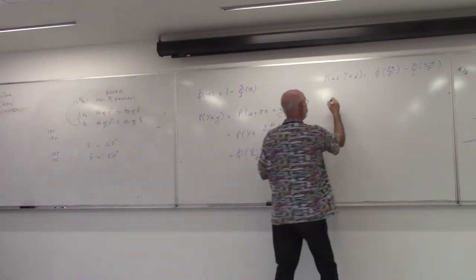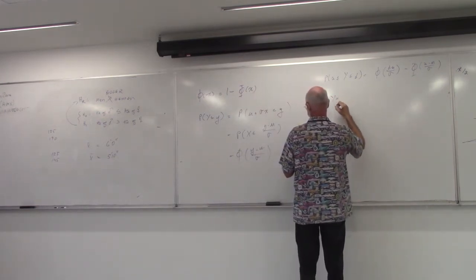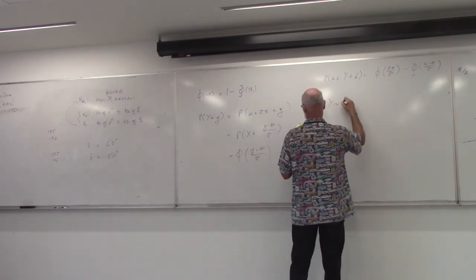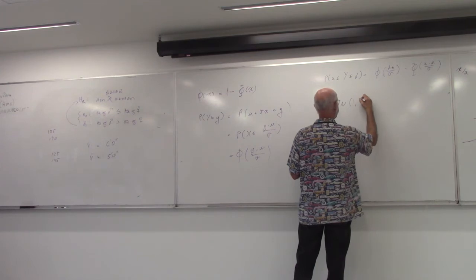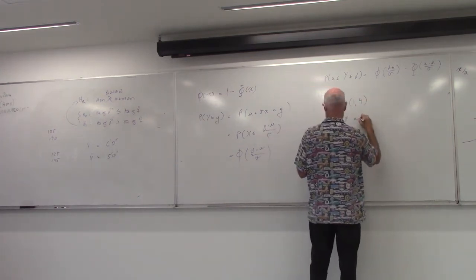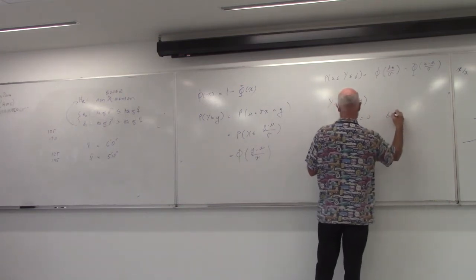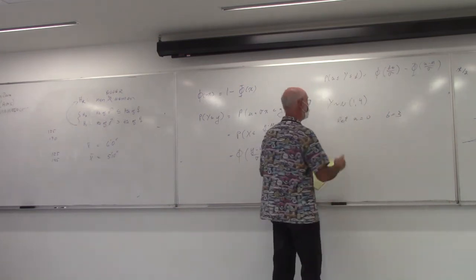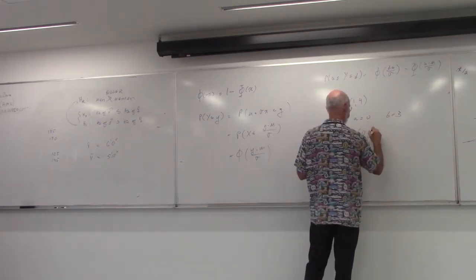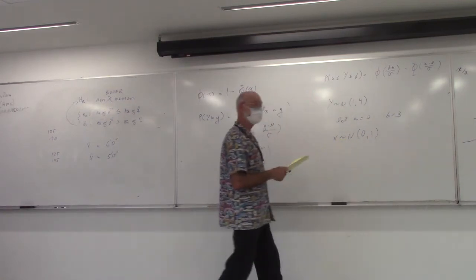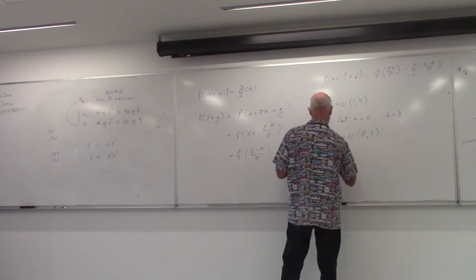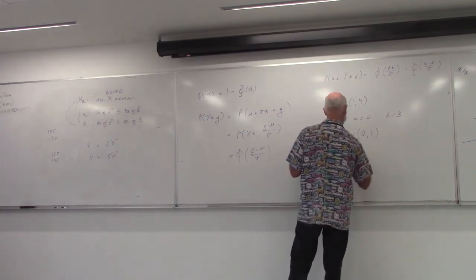Let's do an example. Let's say Y is normally distributed with mean 1 and variance equal to 4. We're going to let A equal 0 and B equal 3. We know that X is normally distributed with mean equal 0 and variance equal 1. So what we're really asking is the probability that 0 is less than or equal to Y is less than or equal to 3.